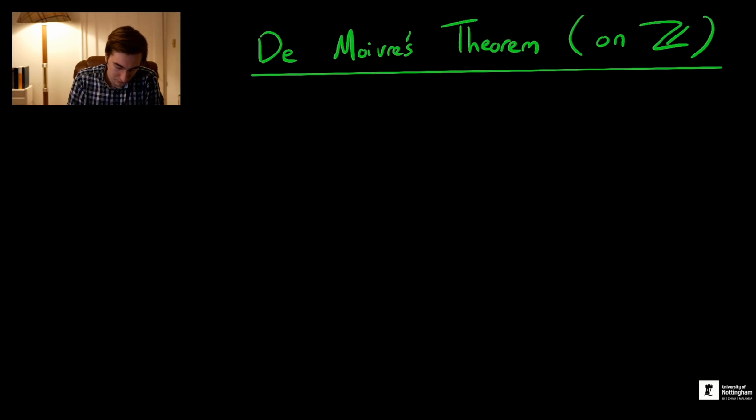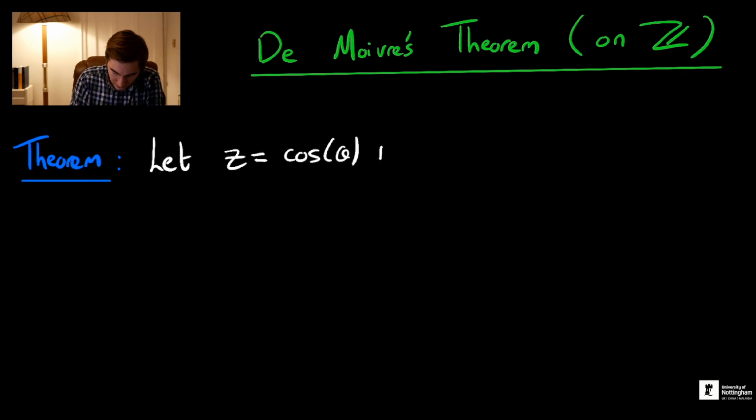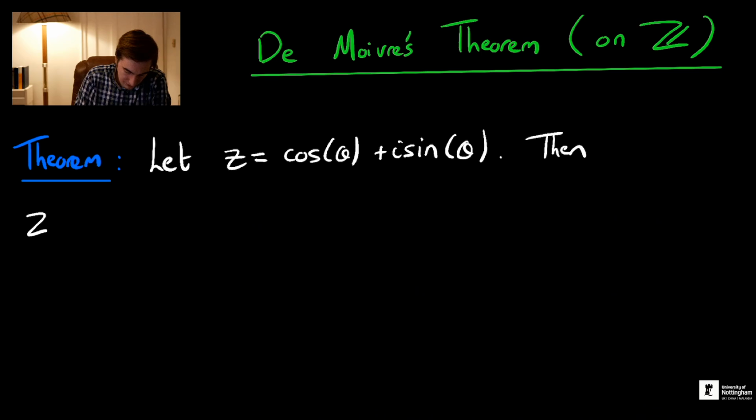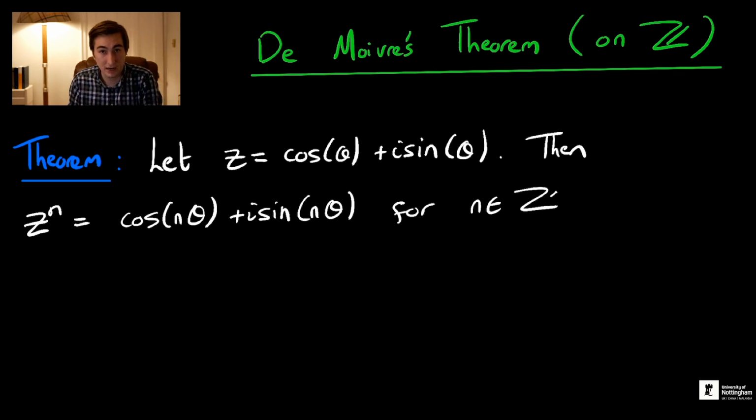Okay, so what's the statement of our theorem? It's exactly the same as before, apart from now, we're going to take our domain of discourse as the integers. So that is, we let z equal cosine theta plus i sine theta. Then what's z to the power of n? We say z to the power of n is cosine of n theta plus i sine of n theta. But now we're going to take n in Z, not in the naturals.